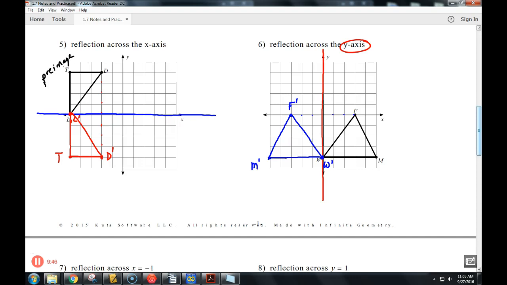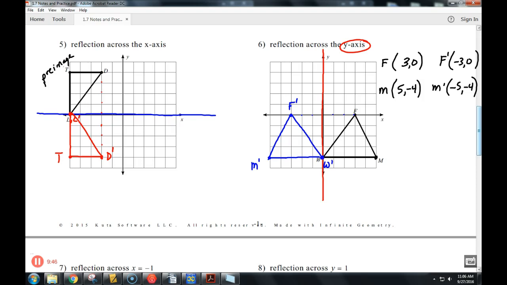Now, let's really quick look at the coordinates. F was at 3, 0. The new F prime is at -3, 0. And let's look at M and M prime too. My original M was down here, which is right 5, down 4. My new M is left 5, which is -5, down 4.